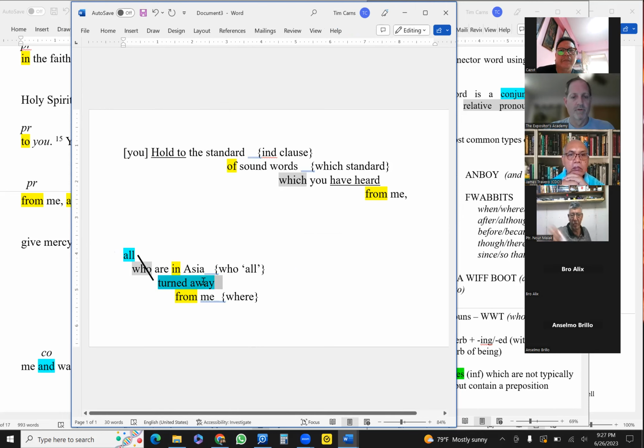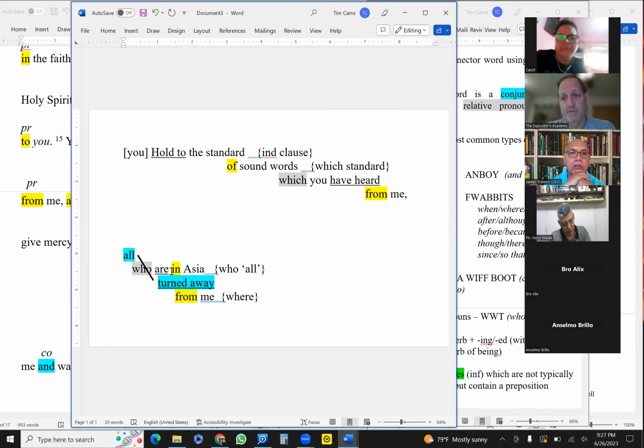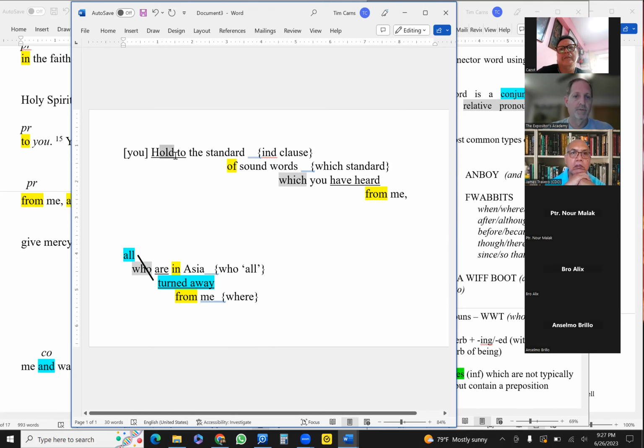And then let me underline the verbs. So turned away is the verb. Are is a verb. Oh, I should have put in Asia underneath are, but I'll leave it like this. So when you are diagramming, if you notice the prepositional verb, just treat both words as one verb. It's all part of the verb. So turned away. Any other questions?